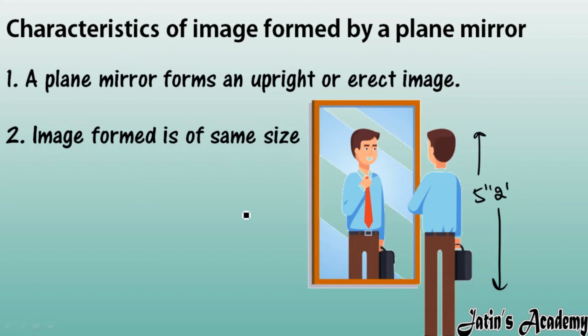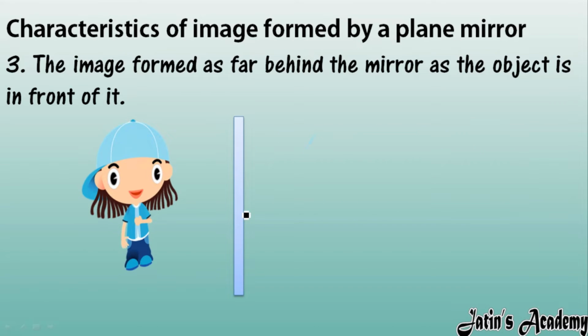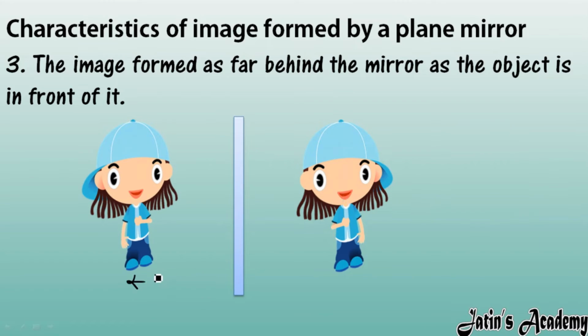Next, the image is formed as far behind the mirror as the object is in front of it. For example, this boy is standing 5 centimeters away from the mirror. So his image will also form 5 centimeters behind the mirror. When you go back and back from the mirror, your image will also move back and back by the same distance. So the image behind the mirror is always at the same distance as the object.